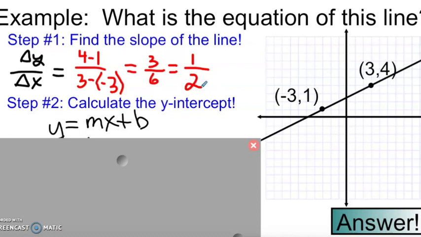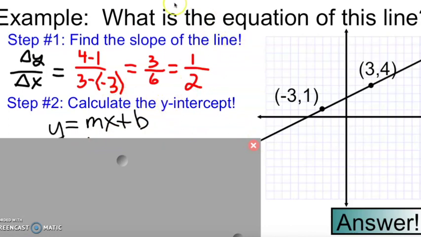Now in this case, I want to figure out where it's crossing the y-axis, but you'll notice it's crossing in between these 2 points here. So I can't just look at this. I'm going to actually have to calculate this. So I'm going to fill it into y equals mx plus b.